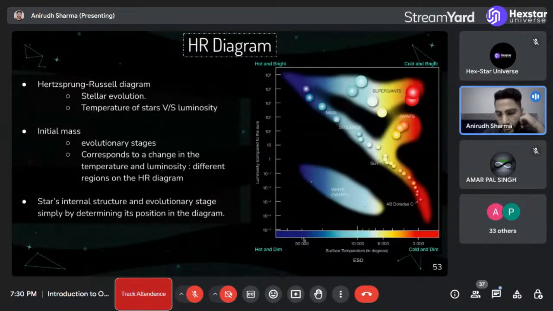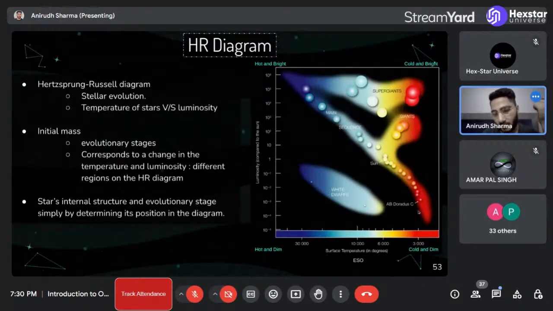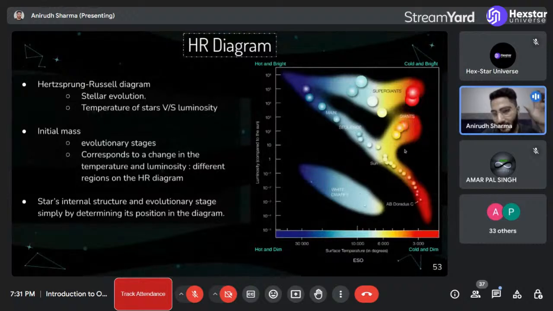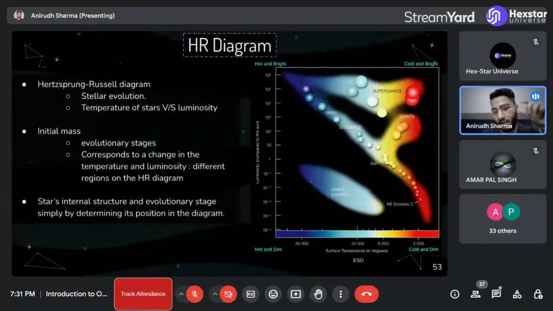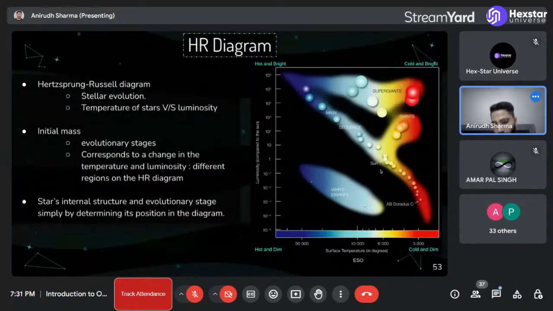Here you see that the temperature is in the opposite direction, from hot to cold on the x-axis, and then from less bright to very bright from bottom to top. While we plot the data of one specific star on this graph, based on what region the star ends up in, we have already studied a lot of stars, so we know in this region there would be a specific kind of star.